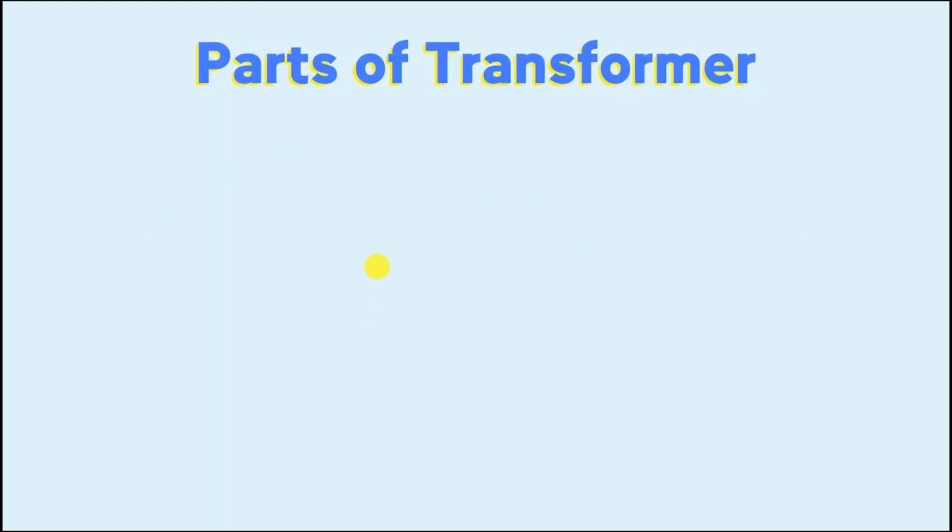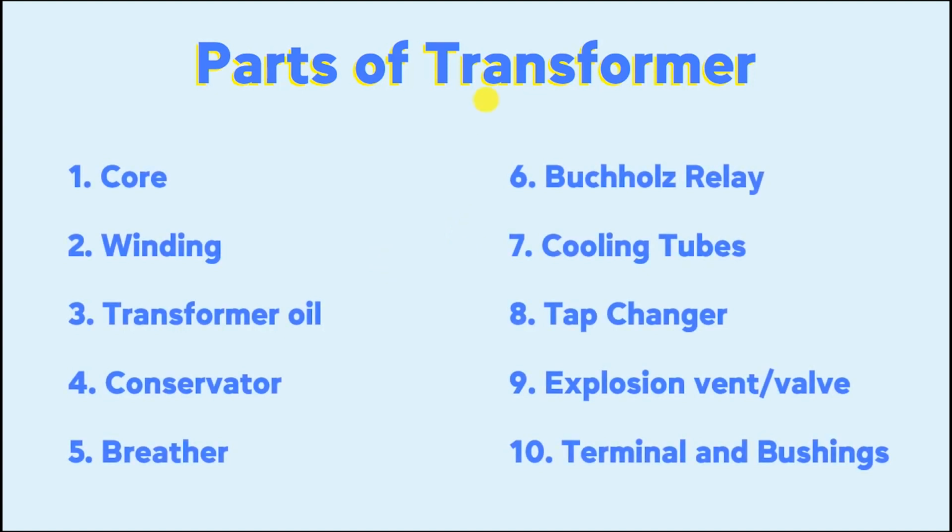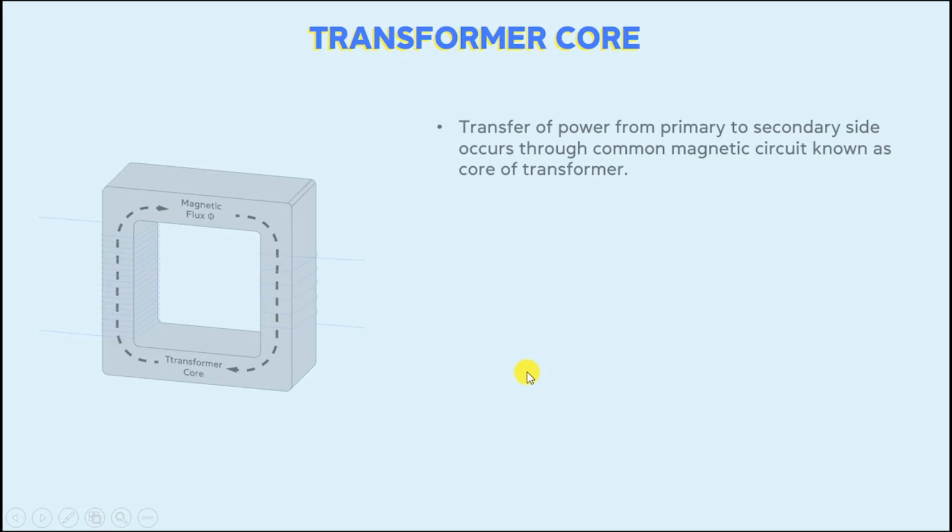Now coming on to the parts of transformer. These are the parts of transformer which we will discuss in this video. The first part is the transformer core. Transfer of power from primary to secondary side occurs through common magnetic circuit known as core of the transformer. This is the transformer core.